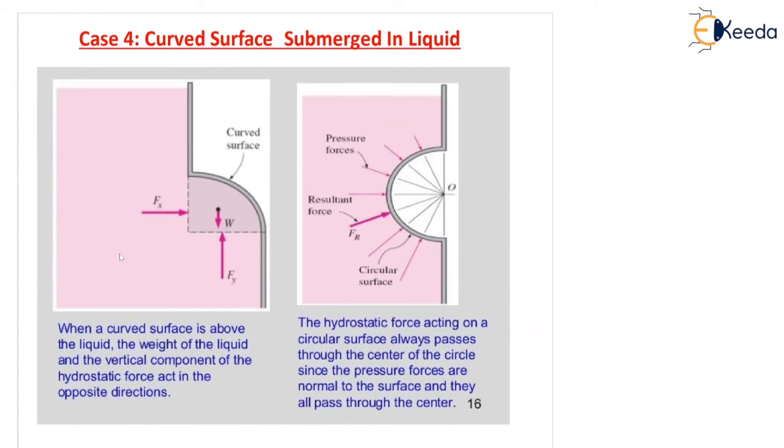Case 4, curved surface submerged in the liquid. So there are two conditions. One is your liquid supported by the curved surface, and one is your liquid displaced by the curved surface. So first one is this one. Let us say this is number 1, this is number 2. Number 1 is liquid supported by the curved surface. Second, number 2 is liquid displaced by the curved surface.